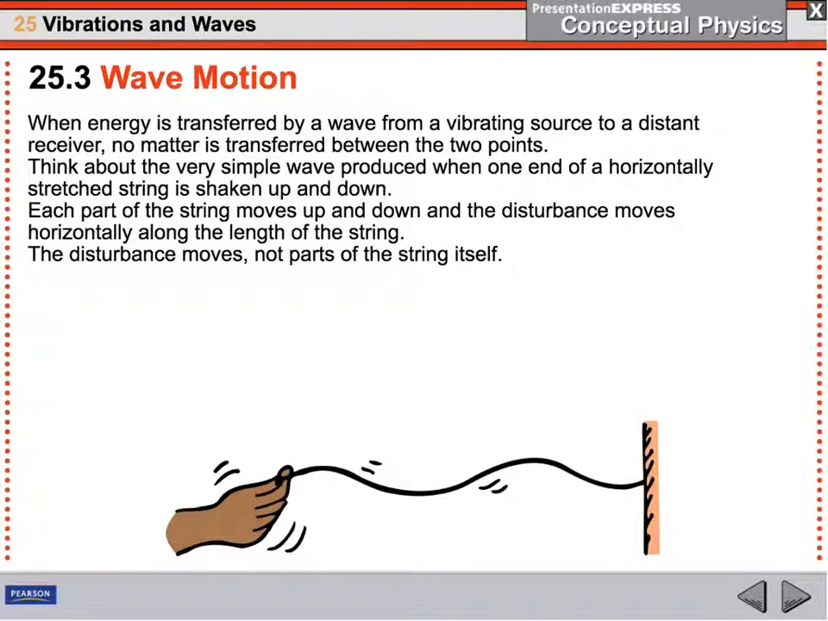When energy is transferred by a wave from a vibrating source to a distant receiver, no matter is transferred between the 2 points. Think about the very simple wave produced when one end of a horizontally stretched string is shaken up and down. Each part of the string moves up and down, and the disturbance moves horizontally along the length of the string. The disturbance moves, not the parts of the string itself.